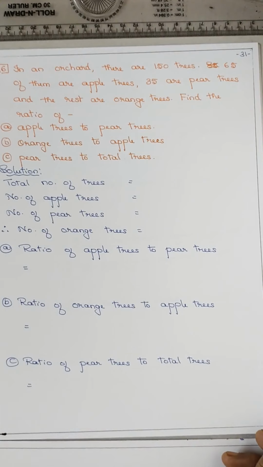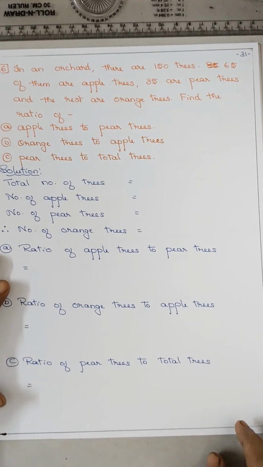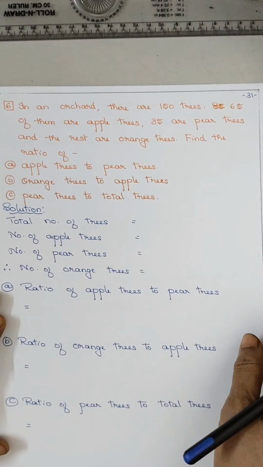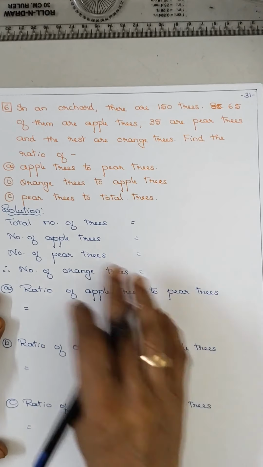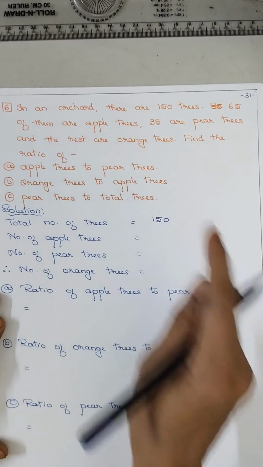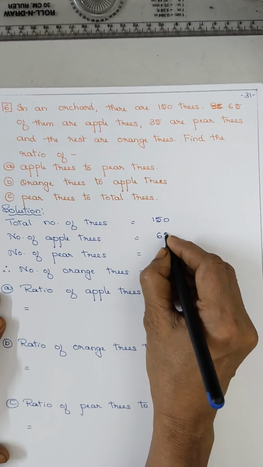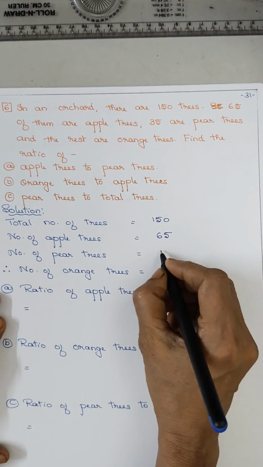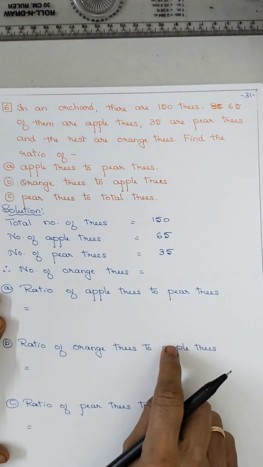Now coming to the sixth sum. In an orchard, there are 150 trees. Orchard, fruit trees रहने का जगह है ना, garden where the fruit trees are there. So there are 150 trees. So total number of trees is 150. 65 of them are apple trees. Number of apple trees 65. 35 are pear trees. Number of pear trees 35. And the rest are orange trees.